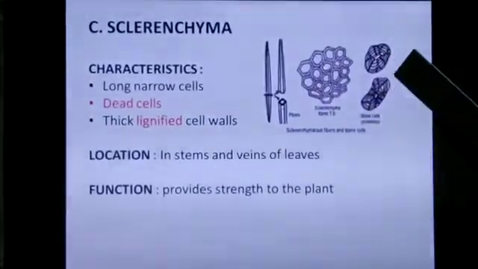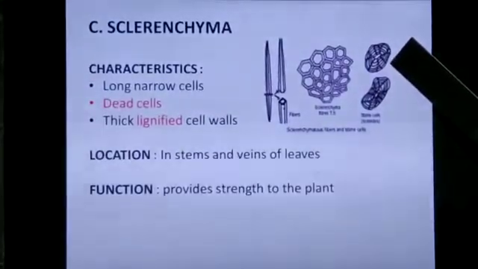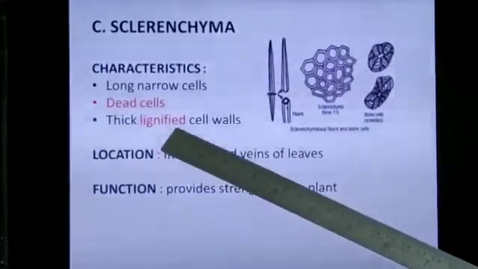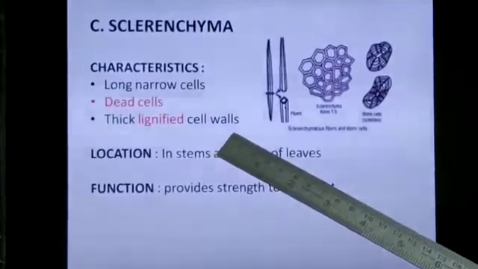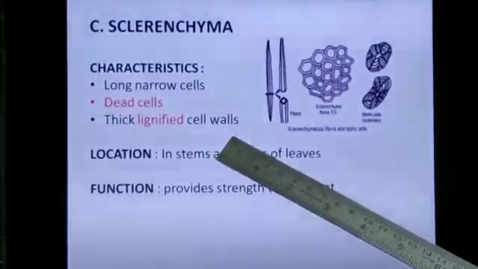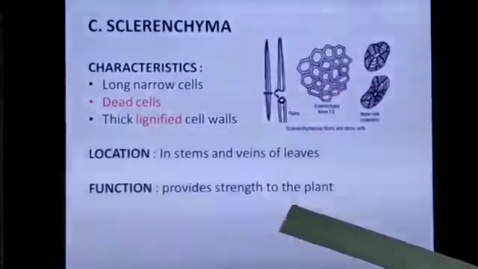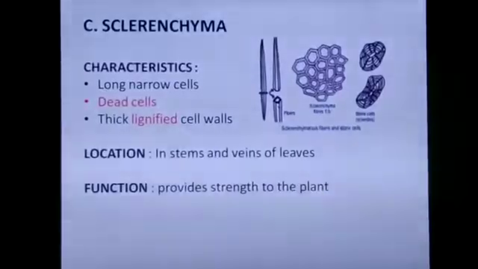And you can see here in these figures, it is because of an extra deposition of another carbohydrate substance called lignin. So these have thick lignified cell walls which make them the toughest compared to all the other two supporting tissues. And therefore they provide strength to the plant parts. They are located in the stem and veins of leaves.